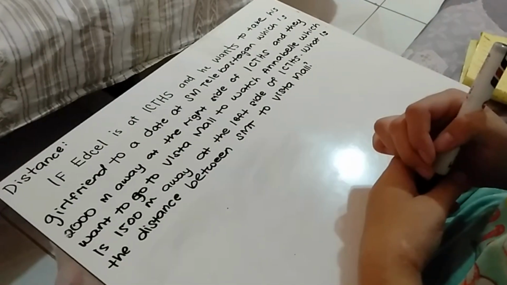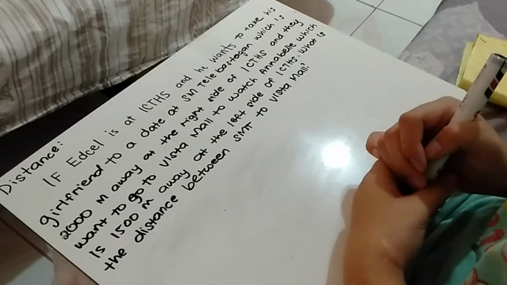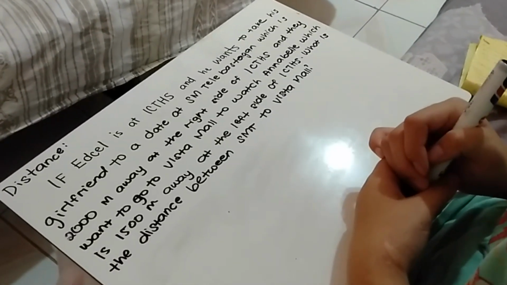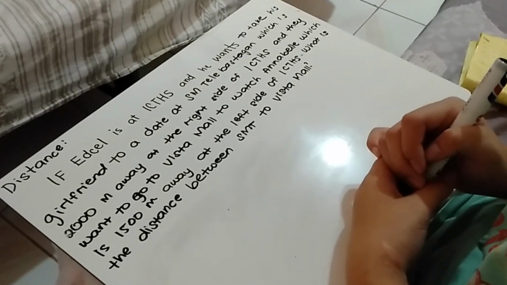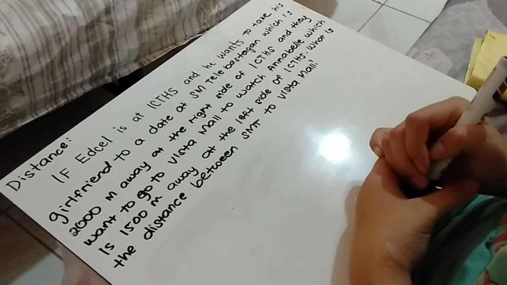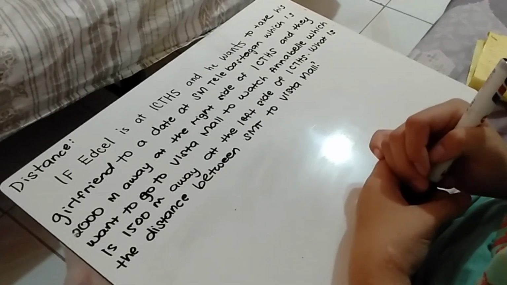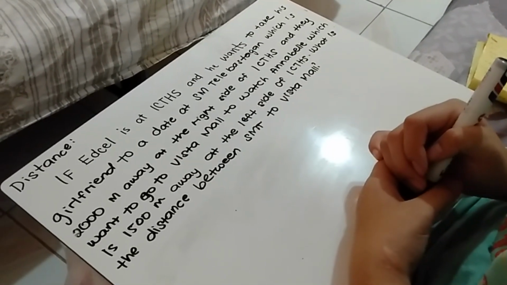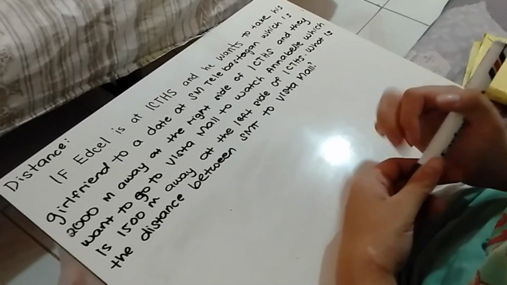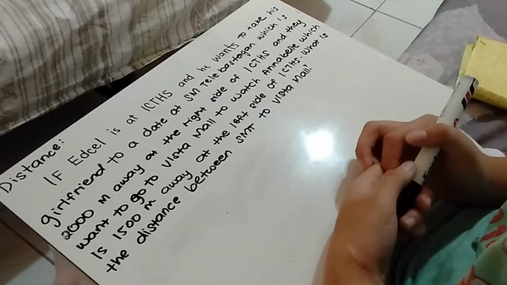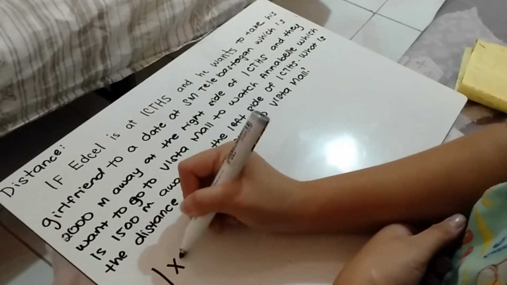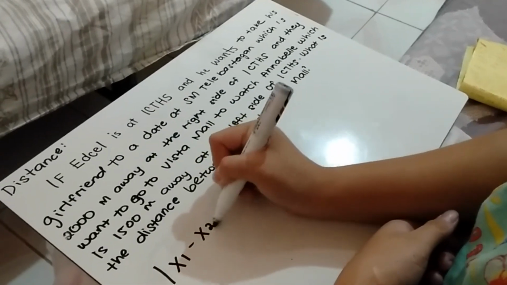For distance, if Edsel is at ICTHS and he wants to take his girlfriend on a date at SM Talabastagan, which is 2,000 meters away at the right side of ICTHS, and they want to go to the Vista Mall to watch Annabelle, which is 1,500 meters away at the left side of ICTHS, what is the distance between SM to Vista Mall? First of all, you have to know the formula, which is the absolute value of x sub 1 minus x sub 2.